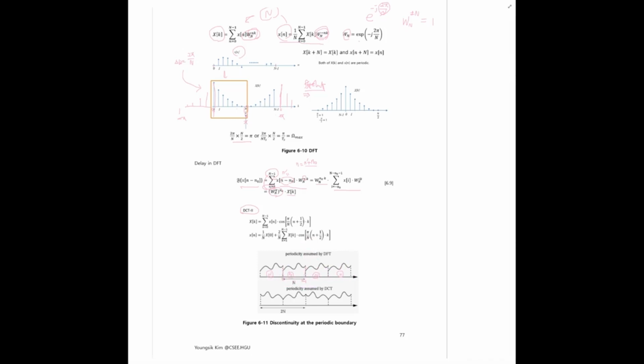But the problem is this one. At the periodic boundary, the signal is not continuous. We do not intentionally do that, but if we take the DFT, it happens at the periodic boundary. It's not continuous at this point. That will create a large spectral leakage, so that is one of the big problems. To avoid that, we use windowing, some other name is apodization. So make it continuous somehow. That is the main topic of windowing.